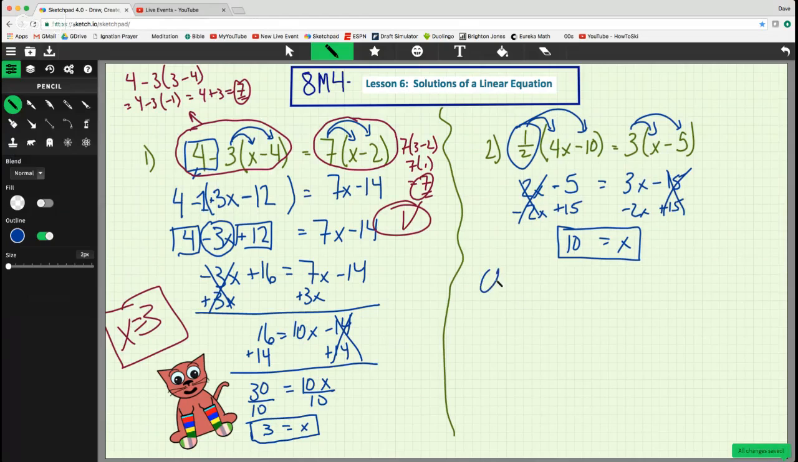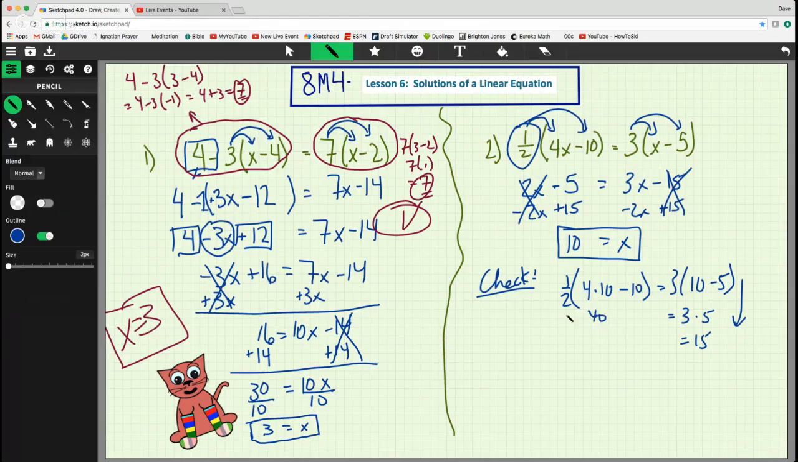And now I can check. Let me try my check step. A lot of teachers like these check steps. Just take our 10, plug it in for x up here, and let's go. Half times 4 times 10 minus 10 equals 3 times 10 minus 5. Is that true? 3 times 5 equals 15 on my right. My left is 40, or a half of 40 minus 10. 30. Half of 30 is 15. Check.